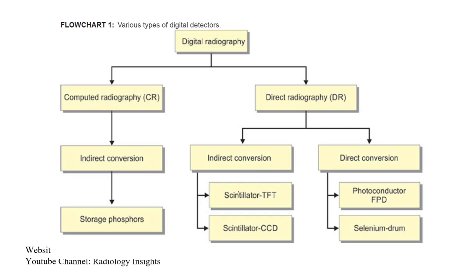Indirect conversion uses scintillators, that is thin film transistors or TFTs, or scintillators like charge coupled devices, or it can be direct conversion using photoconductor FPDs or a selenium drum.